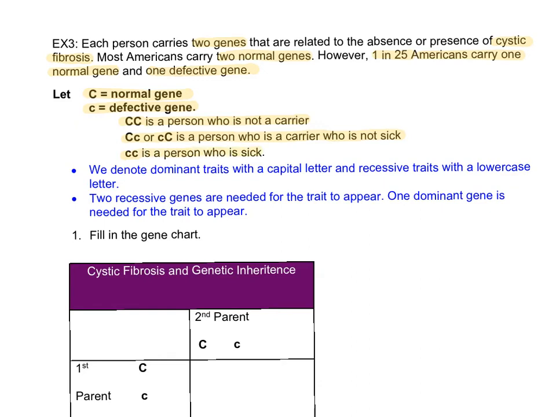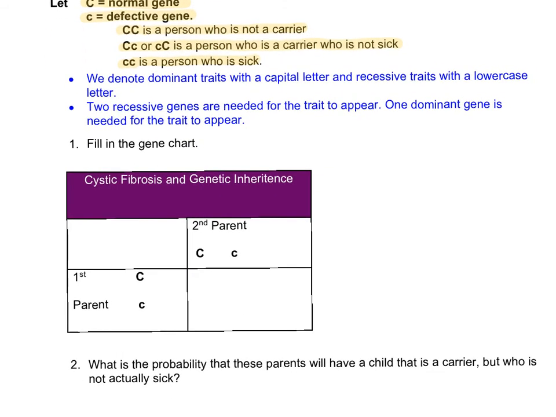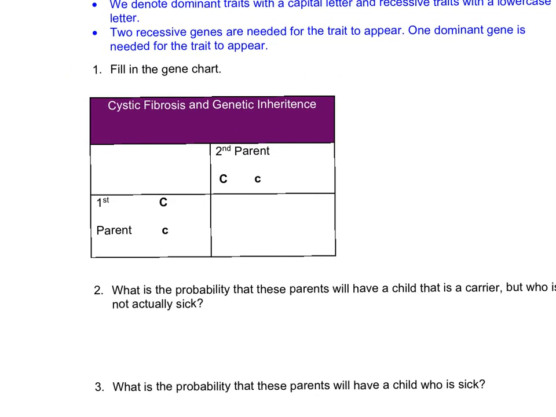So I already talked about those highlighted blues: we denote dominant traits with a capital letter, recessive traits with a lowercase letter. 2 recessive genes are needed for the trait to appear. 1 dominant gene is needed for that trait to appear. So the first thing we're going to do is fill in our genetic chart. Let's say that we have these 2 parents. Again, the parents have 1 big C, 1 little c. So that means they're carriers, but they're not sick. So let's see the possibility of their child.